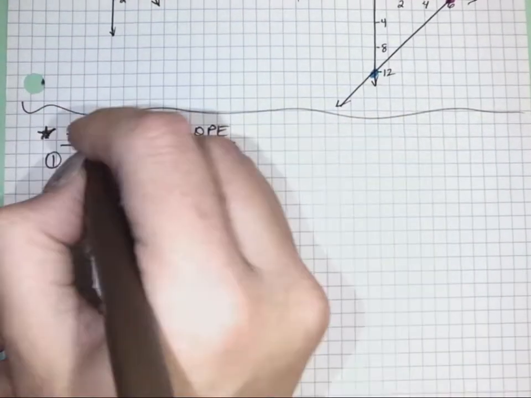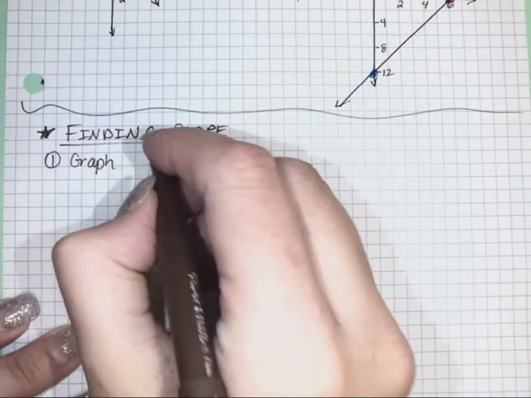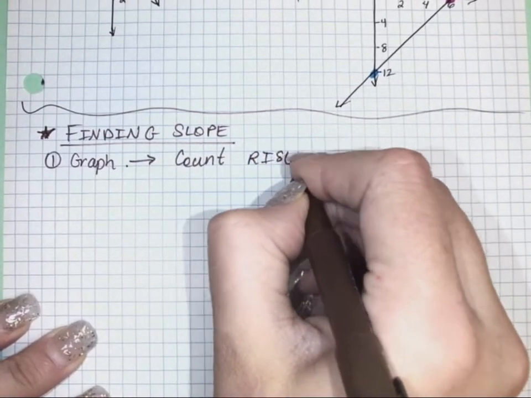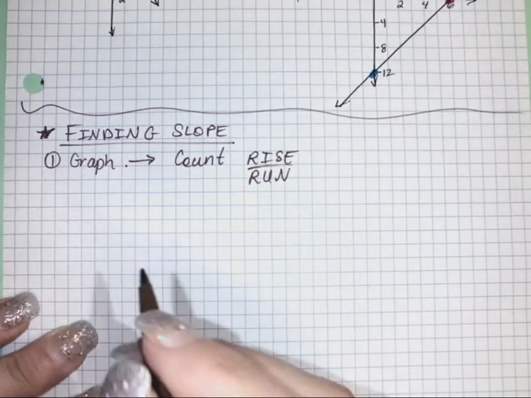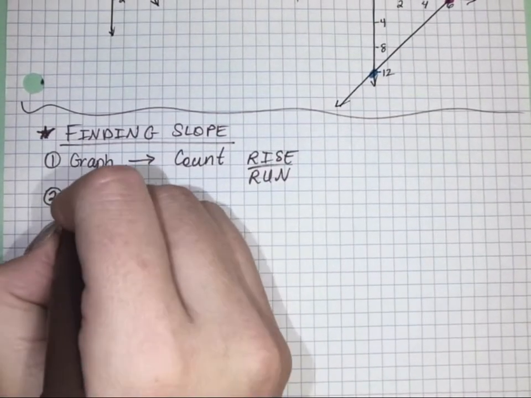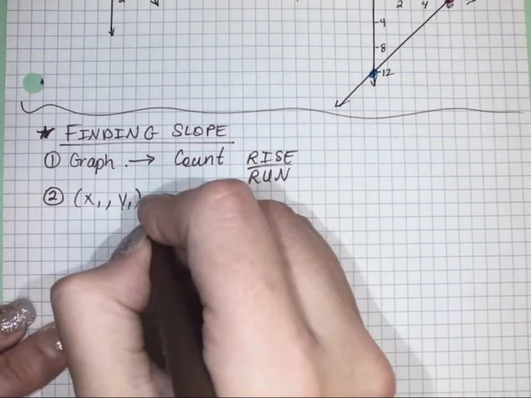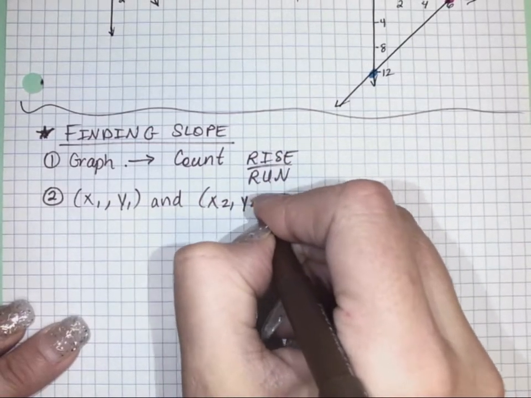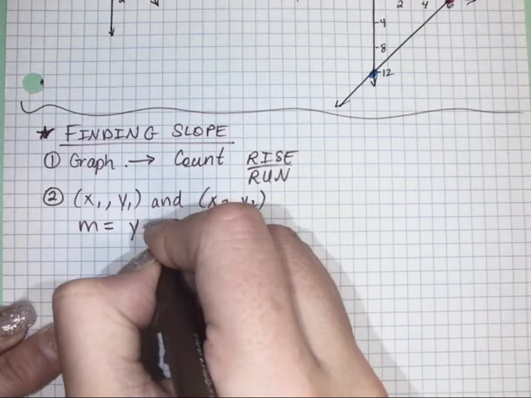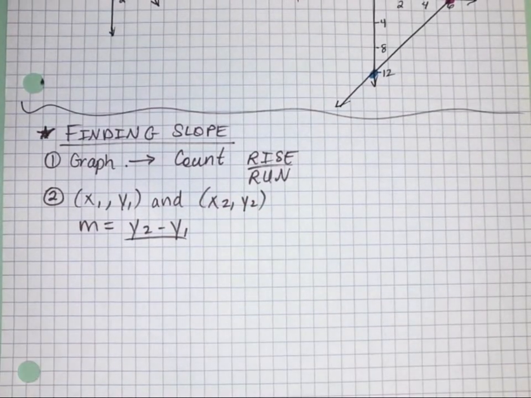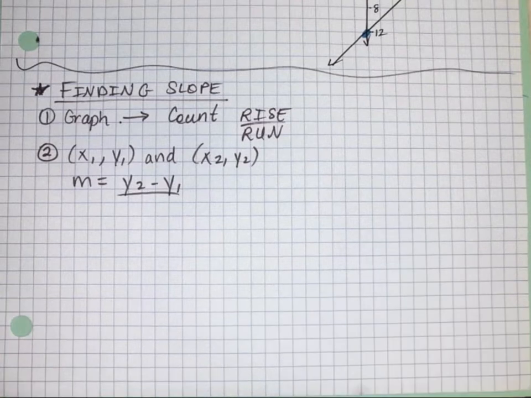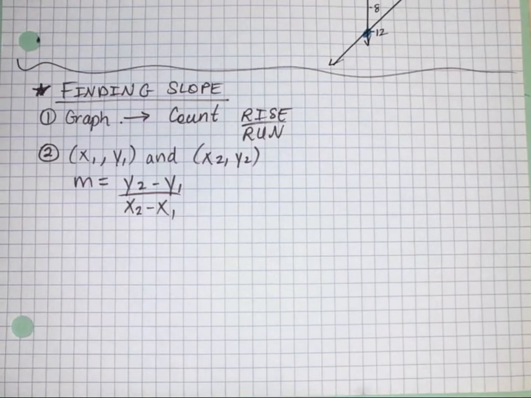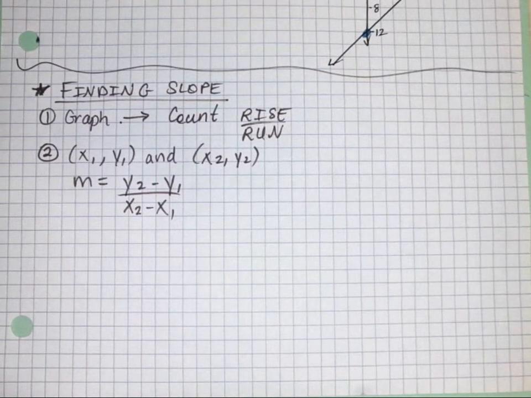Okay, if you find slope from a graph, of course, you just simply count your rise over your run. Second way you can find slope is between two ordered pairs (x1, y1) and (x2, y2) by using the slope formula: y2 minus y1. Please make sure you always put your vertical displacement on top, y2 minus y1, and your horizontal displacement on bottom. Just simply means make sure you subtract your y's on top, make sure you subtract your x's on bottom.